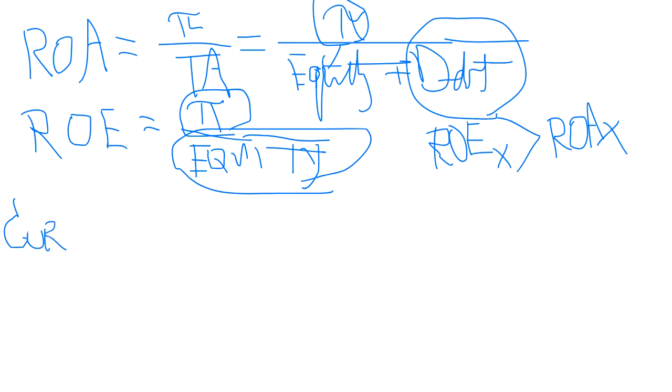Liquidity ratios, and number one in liquidity ratio is the current ratio, liquidity category, right? From the name, it is quite obvious what it means. Current ratio means the ratio of current assets to current liabilities.